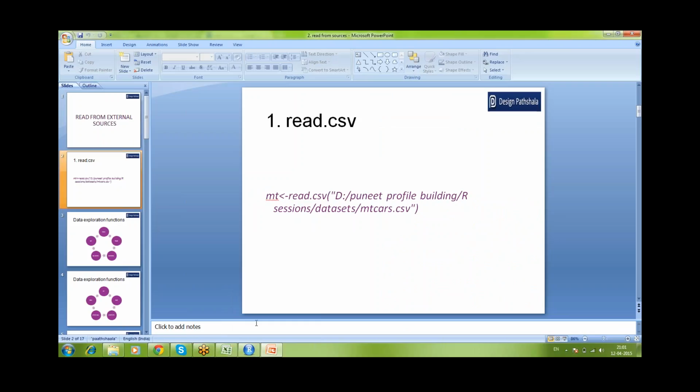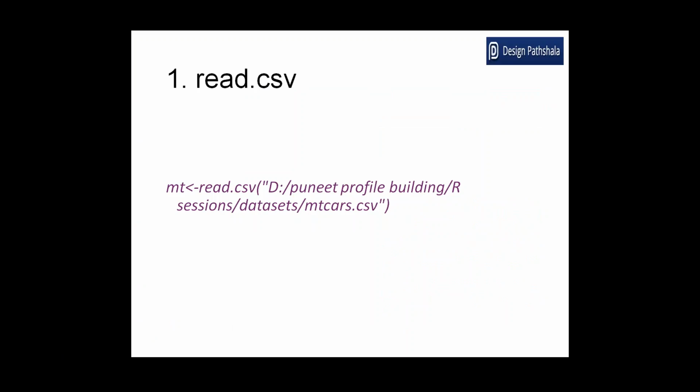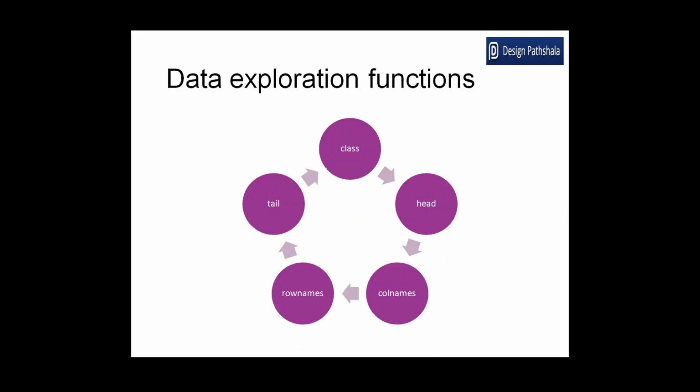Okay, so let's read this file. First let me give you the overview. First we'll be reading this file in R using the read.csv functionality, because this file was in CSV format. Then we will apply some data exploration functions, like class, head and so on.